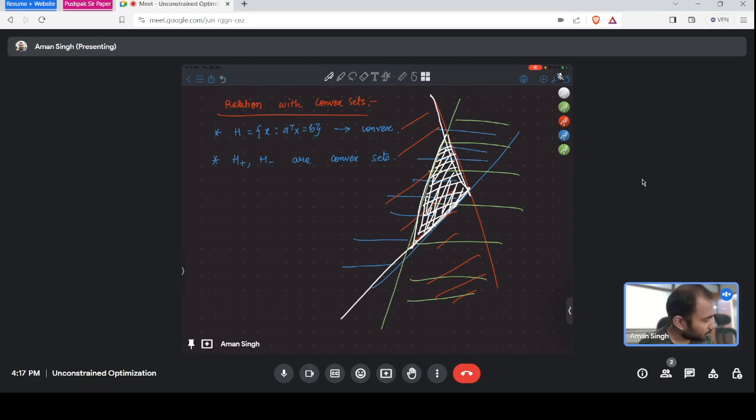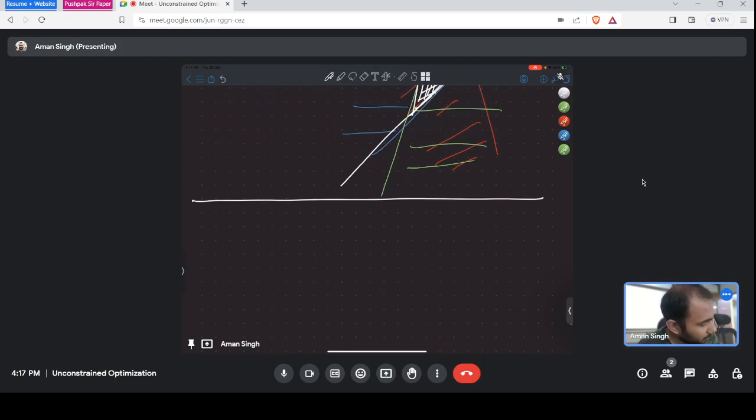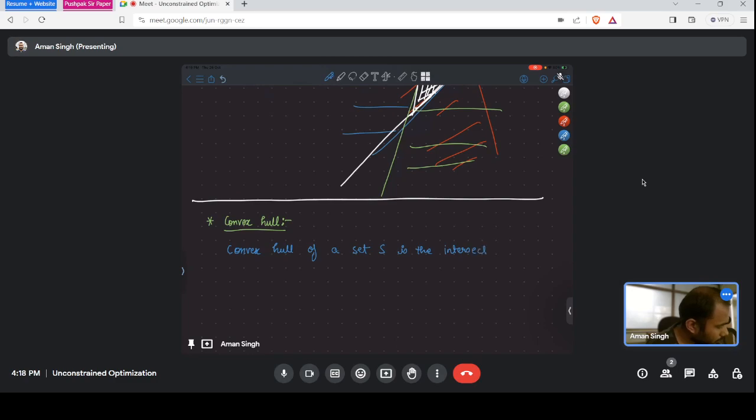And now let's define what a convex hull is. We defined previously what an affine hull is. Let's define what a convex hull is. A convex hull of a set S is the intersection of all the convex sets which contain S, and is denoted by convex hull of S.